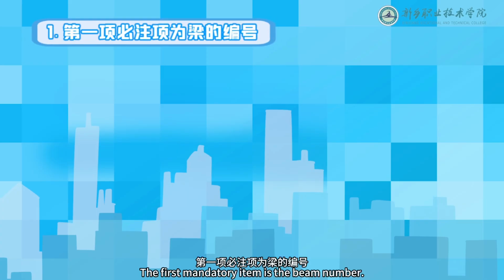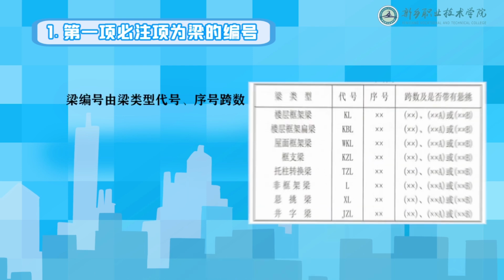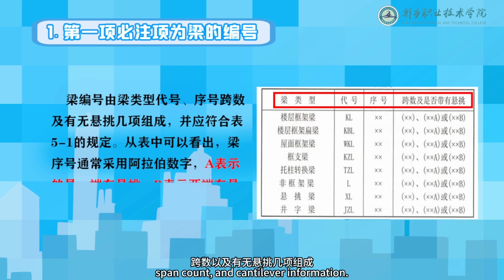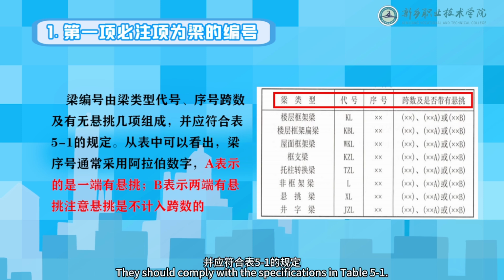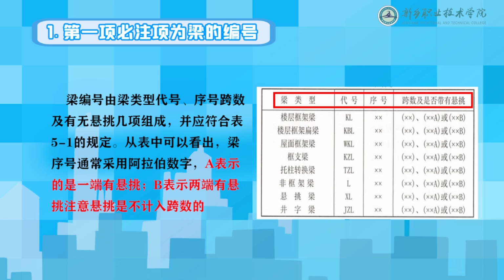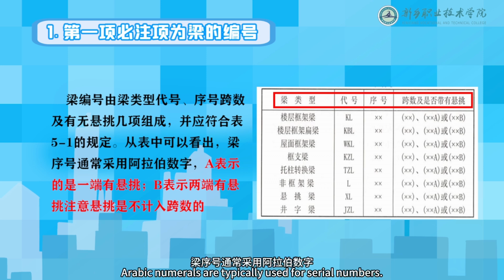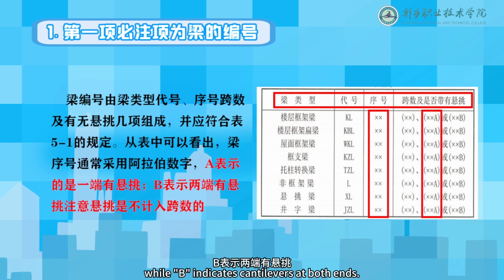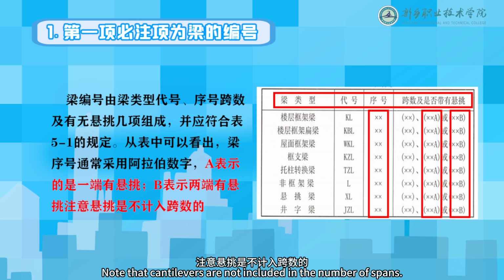The first mandatory item is the beam number. Beam numbers include the type code, serial number, span count, and cantilever information. They should comply with the specifications in Table 5:1. As shown in the table, Arabic numerals are typically used for serial numbers. A indicates a cantilever at one end, while B indicates cantilevers at both ends. Note that cantilevers are not included in the number of spans.